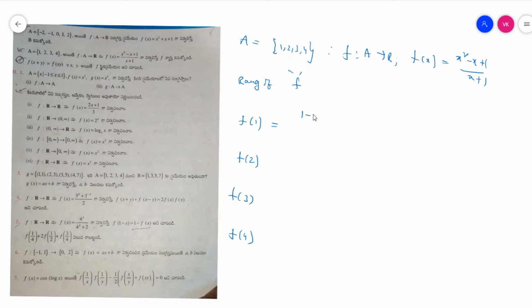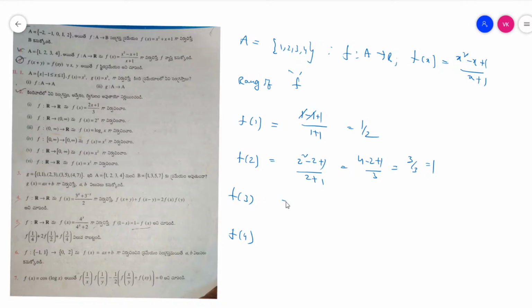f of 1 means 1 minus 1 plus 1 by 1 plus 1. We can directly simplify, and then we will get 1 by 2. And here f of 2 means 2 square minus 2 plus 1 by 2 plus 1. We get 4 minus 2 plus 1 by 3, which is 3 by 3. Then we will get 1.